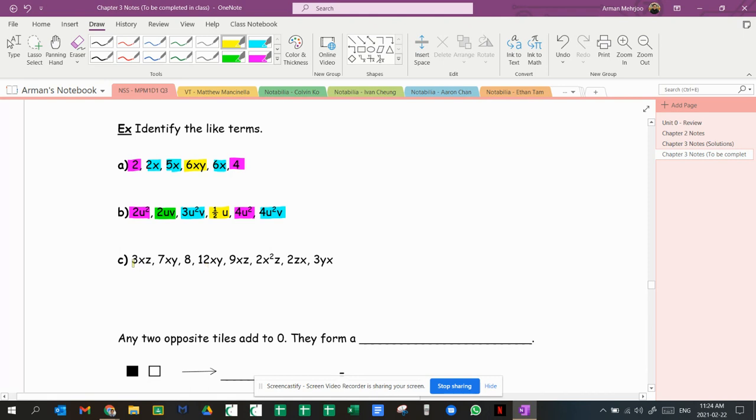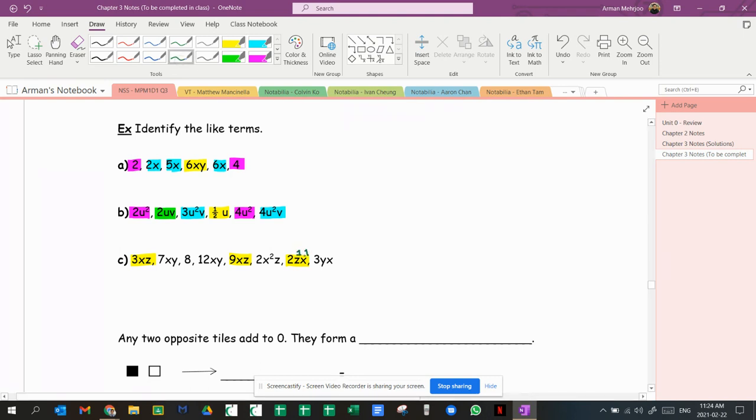Let's go to the next question. Let's start with 3xz. So what's similar to 3xz? It looks like 9xz is similar, and also 2zx is similar. So remember, in order for them to be like terms, they have to contain the same variables, and those variables have to be raised to the same exponent.